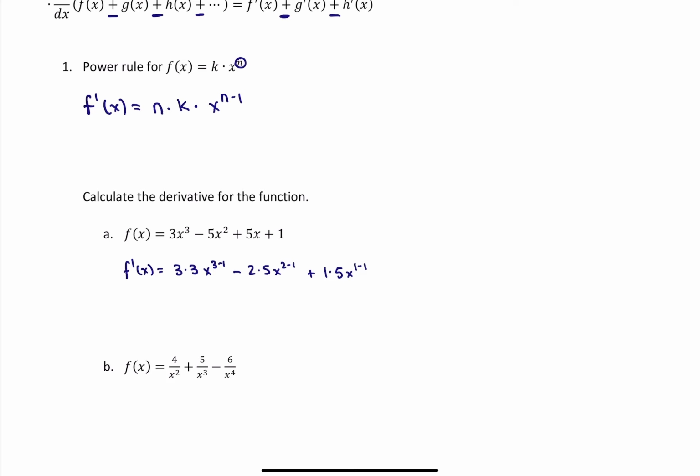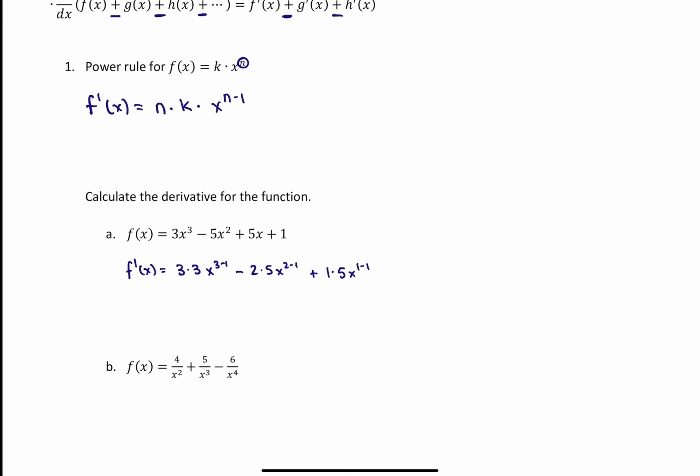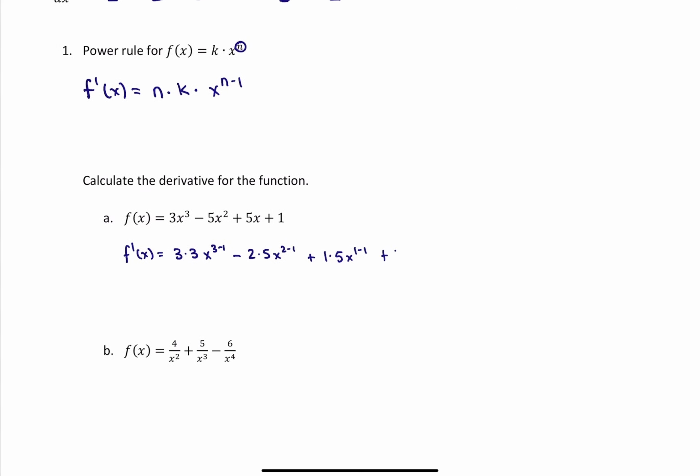And then because this is a constant, it has no rate of change. A constant value has no rate of change. So that's just going to be plus 0.